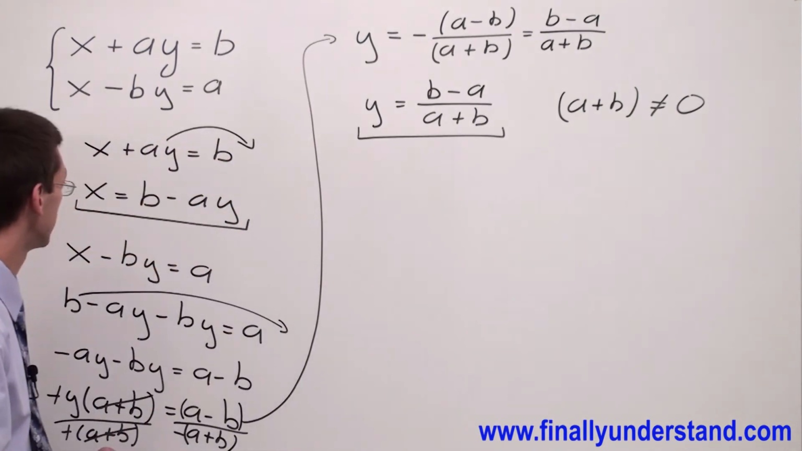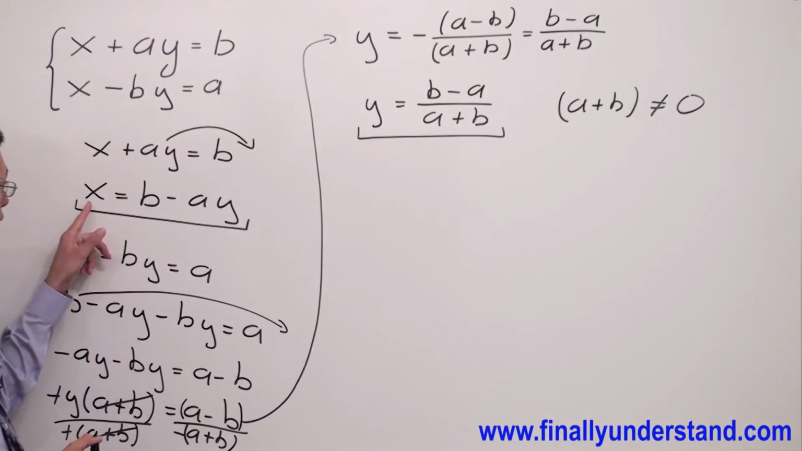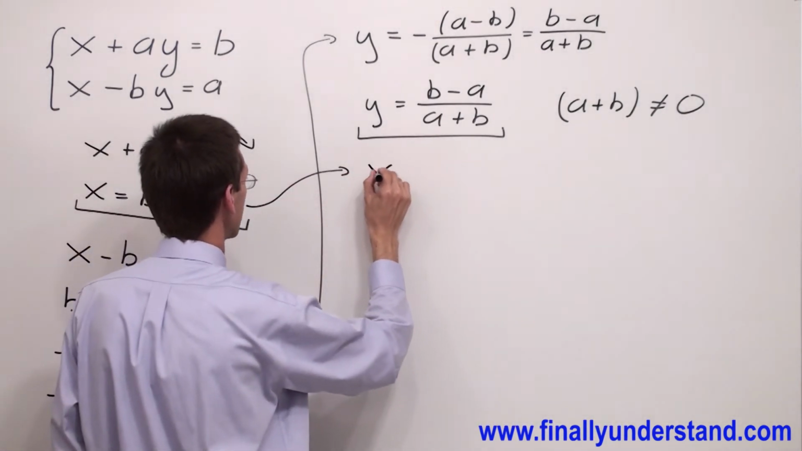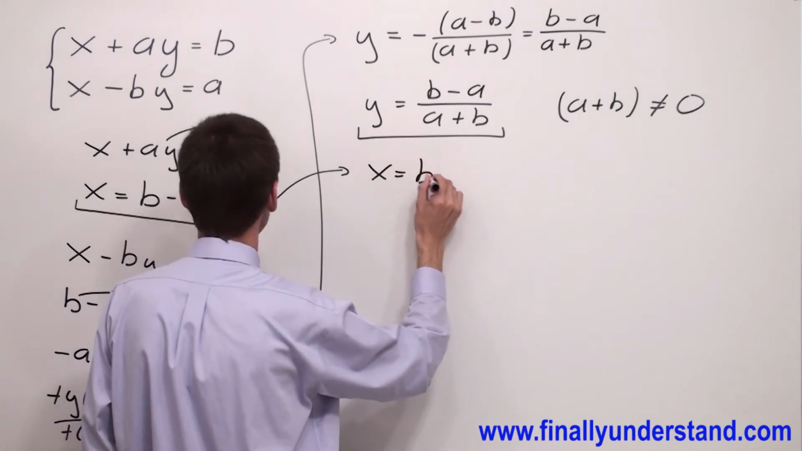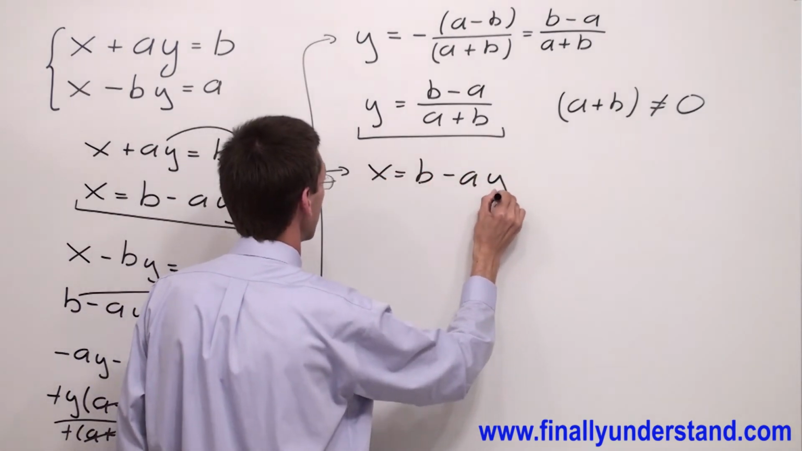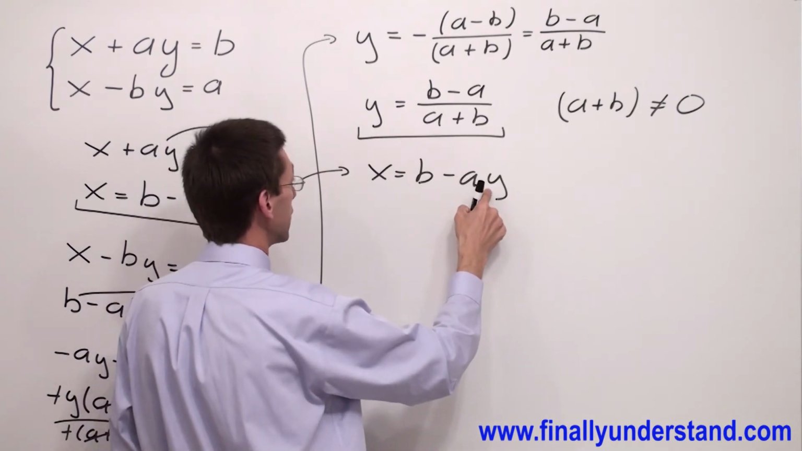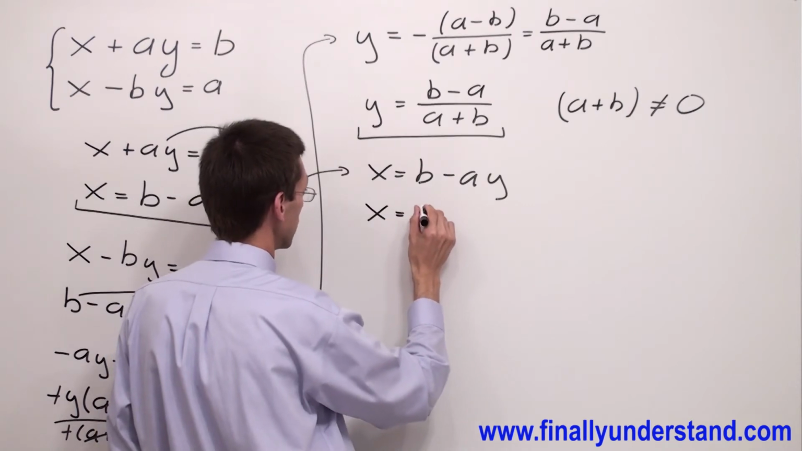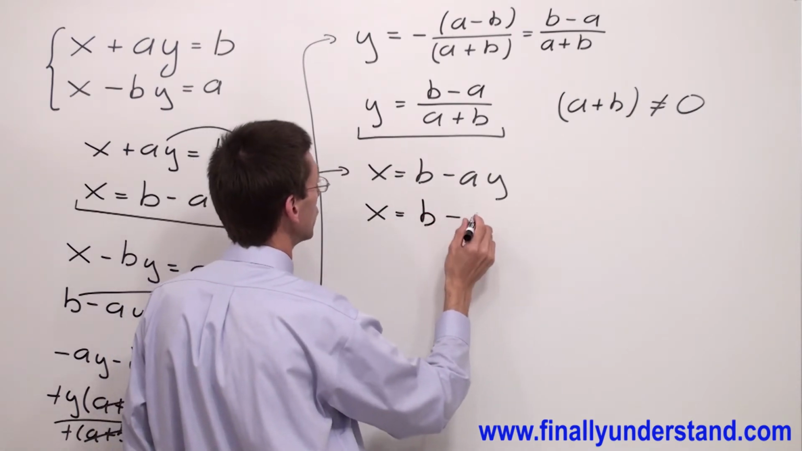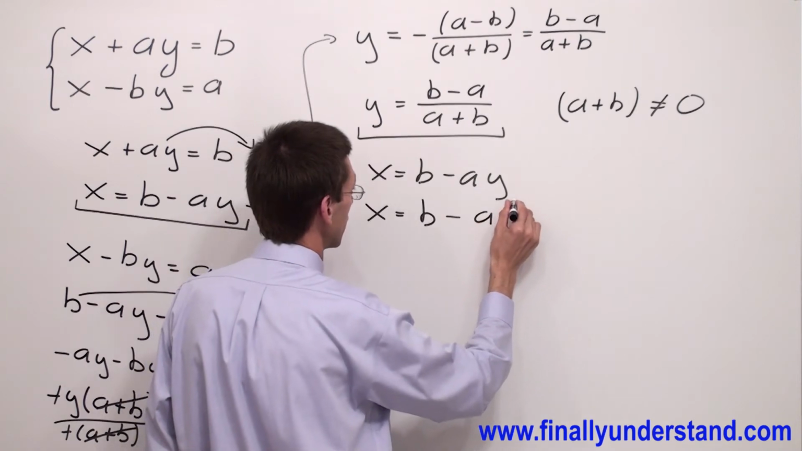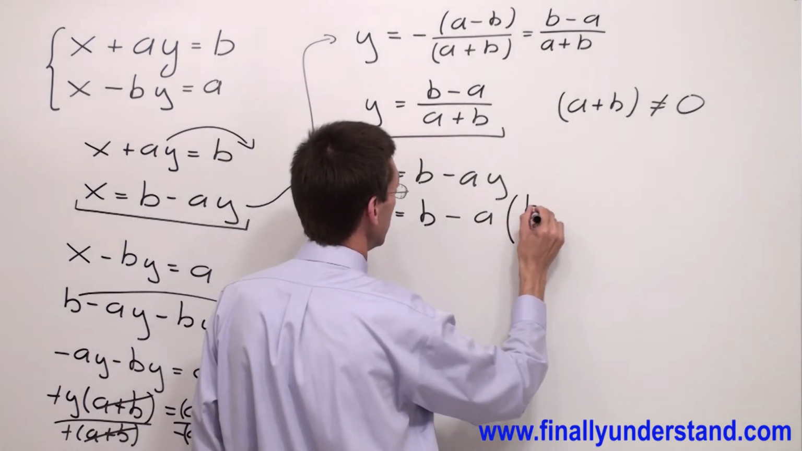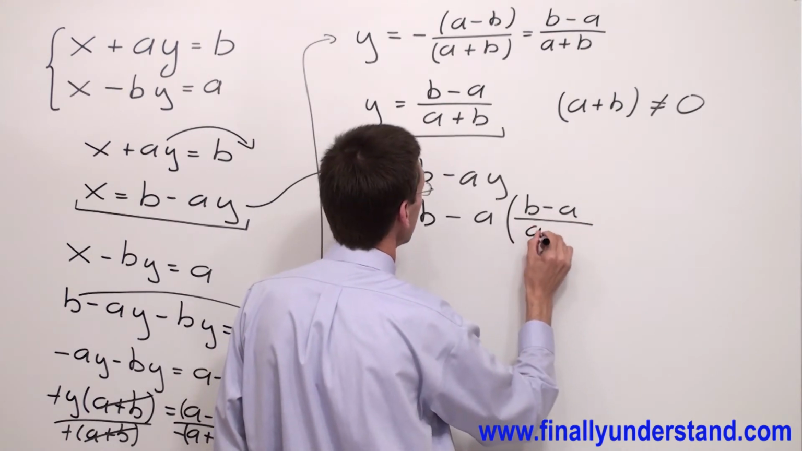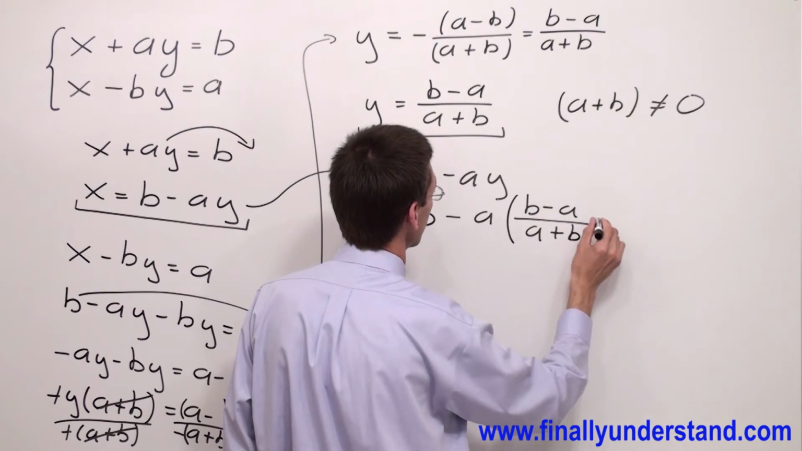Next, we're supposed to find x. I'm going to use this equation this time. I'm going to copy this down. And I have x equals b minus ay. Y I have to substitute by this fraction. So I have x equals b minus a, and I have the fraction b minus a over a plus b.